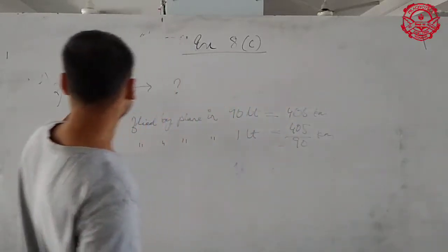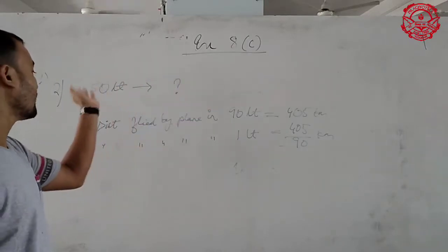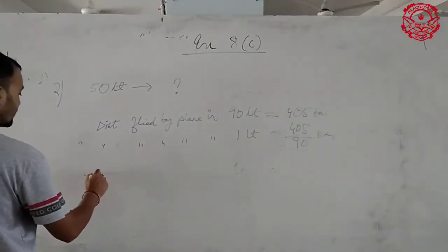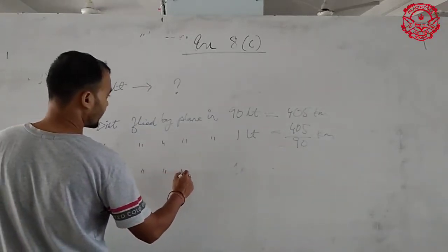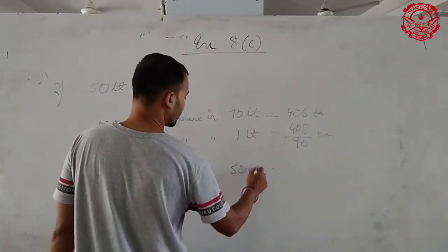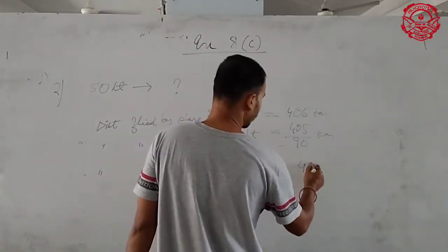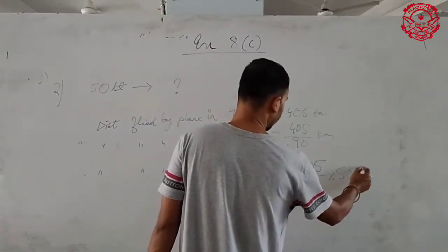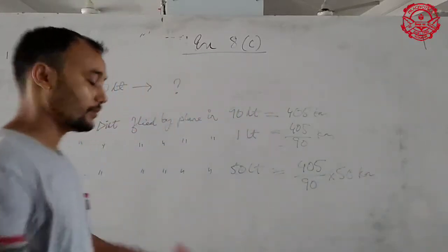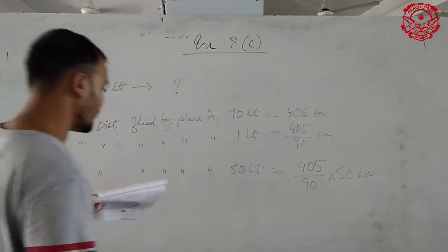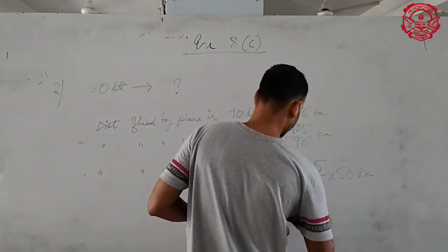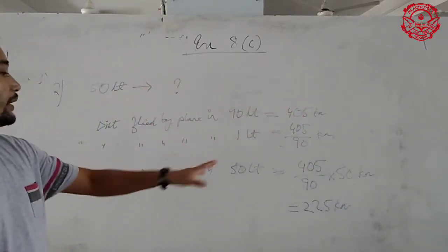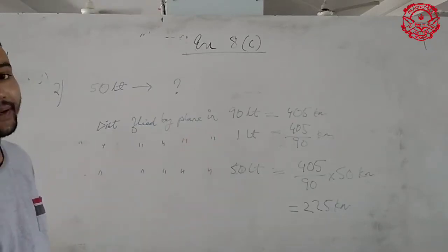Now the question is asking, I am providing you 50 liters. How much distance can you fly? Therefore, distance flown by the plane in 50 liters will be 405 by 90 into 50 kilometers. After doing the calculation, we will find the answer will come as 225 kilometers. The plane is capable of flying 225 kilometers with 50 liters of petrol.